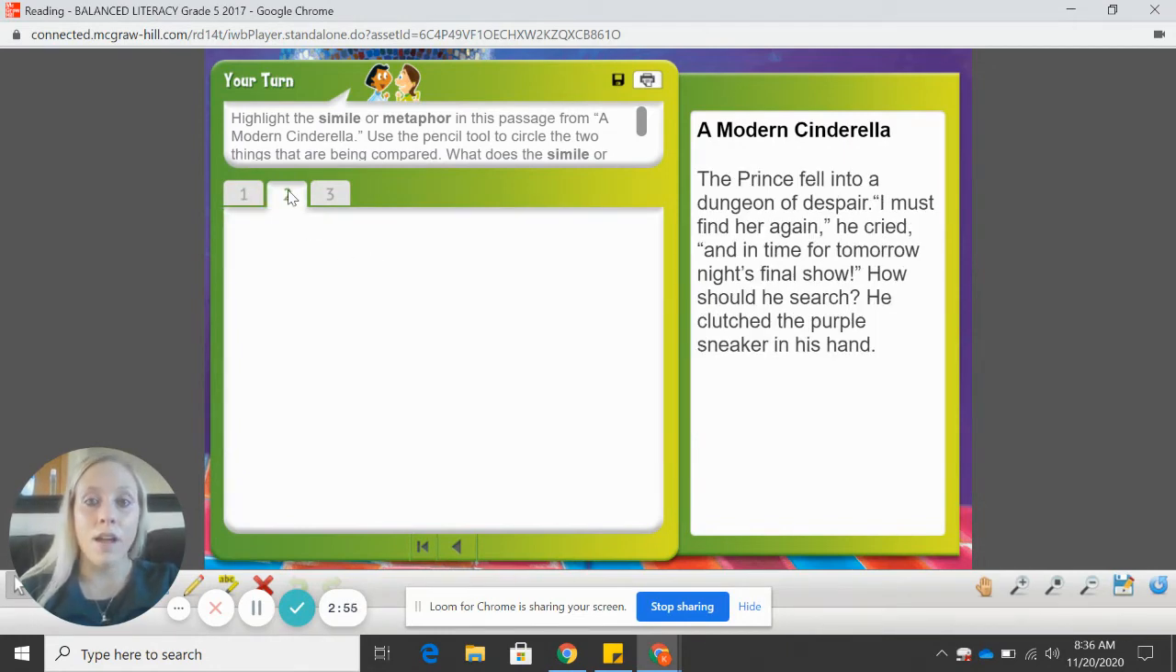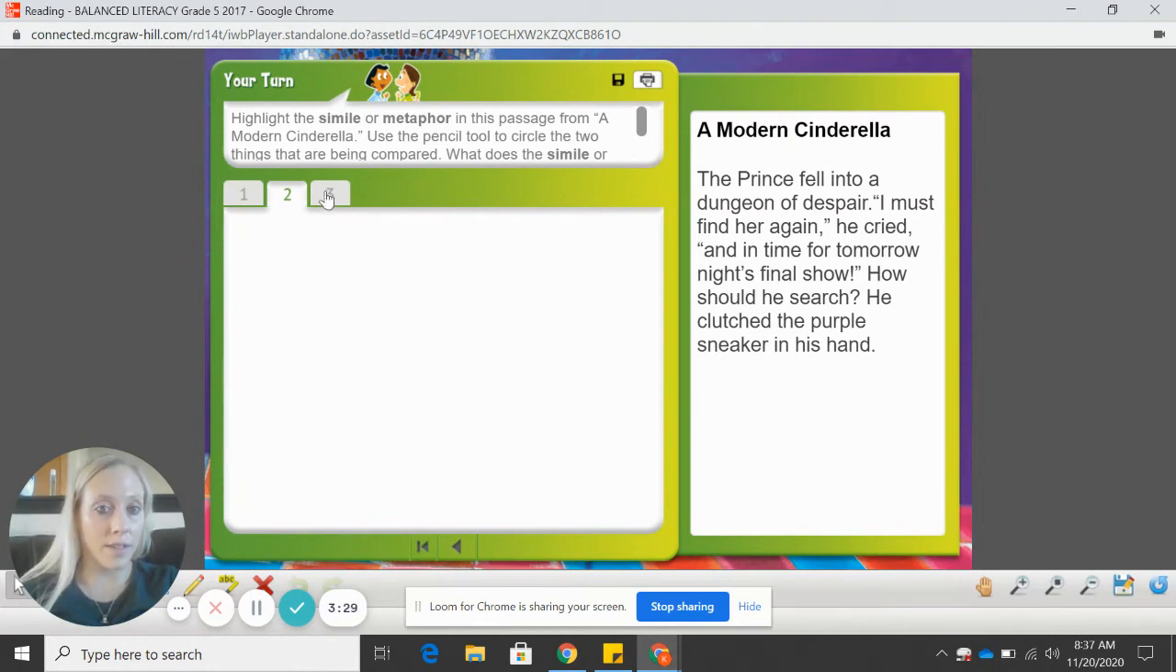Next one. The prince fell into a dungeon of despair. "I must find her again," he cried, "and in time for tomorrow night's final show." How should he search? He clutched the purple sneaker in his hand. Okay, go ahead and pause and identify what the simile or metaphor is. Okay, go ahead and write down what your simile or metaphor is.